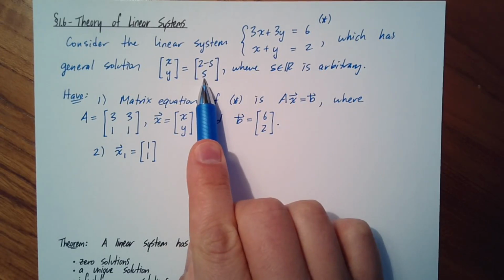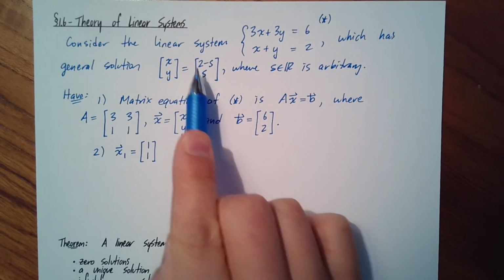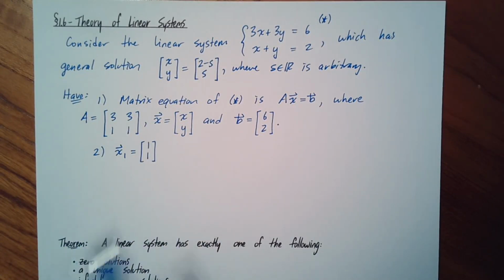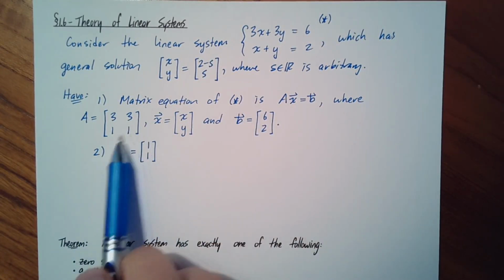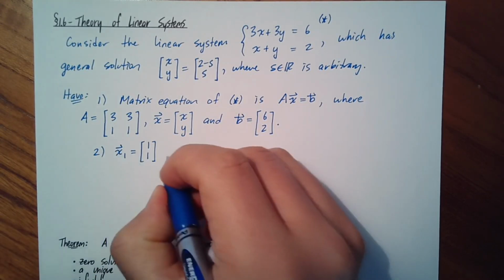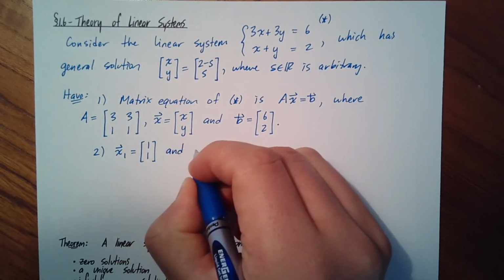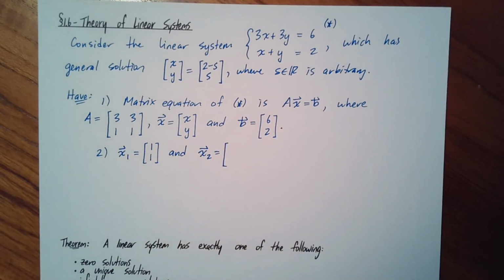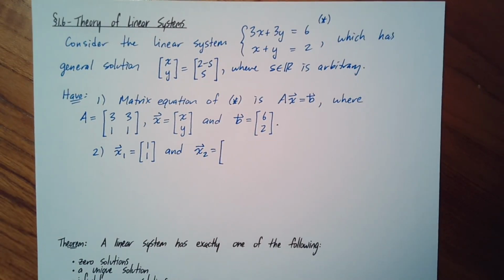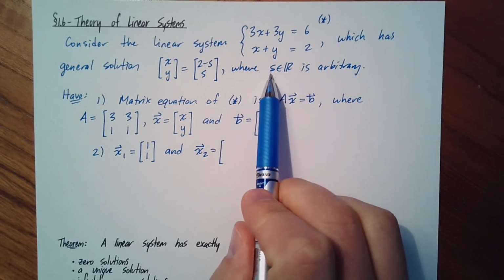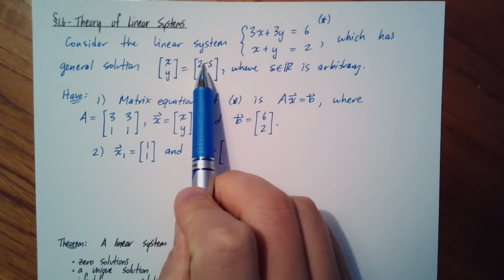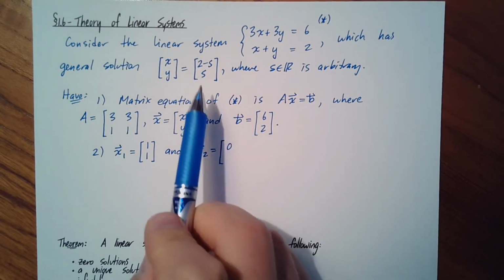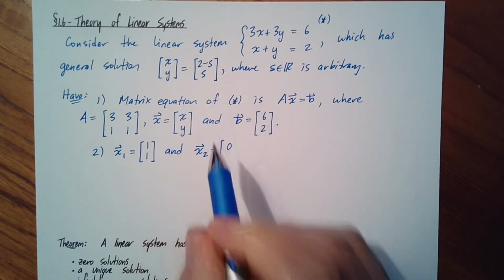Just plug in s equals 1. You're going to get 1 for the second coordinate and 2 minus 1, which is 1, for the first coordinate. So this corresponds to the parameter value s equal to 1. And then I'm going to write down another solution as well, and I'll call it x bar 2. For this one, I'm just going to take s to be equal to 2. Then you'll have 2 minus 2, which is 0, for the first coordinate, the x value. And then plug in 2 for s, and you're going to get 2 for the y value.